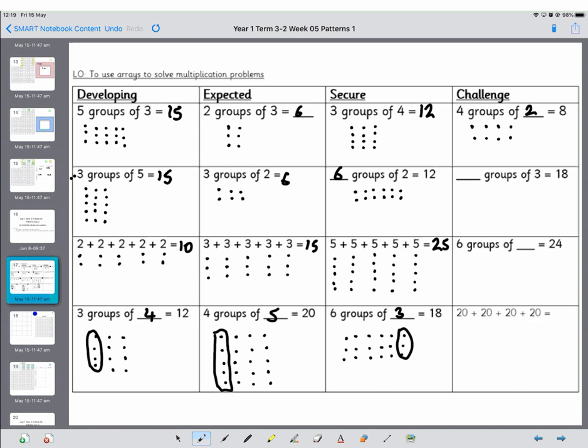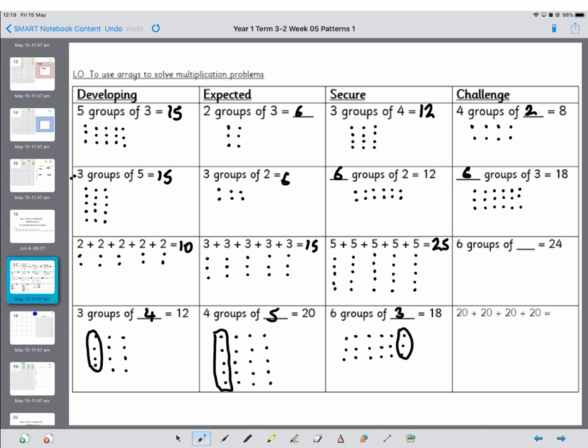A number of groups of three makes 18. So let's do that. 1, 2, 3, that's one group. 4, 5, 6, 7, 8, 9, 10, 11, 12, 13, 14, 15, 16, 17, 18. So there are six groups.